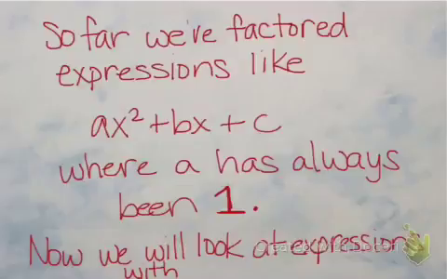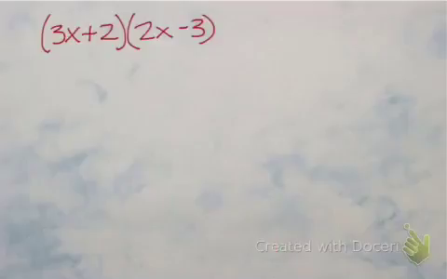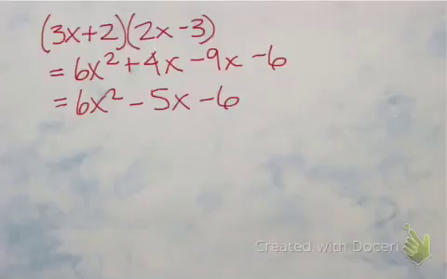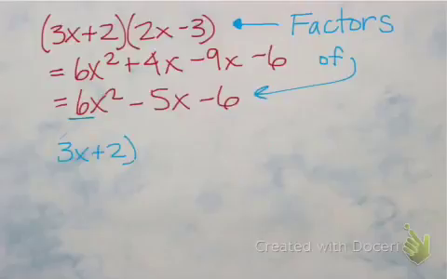So now we're going to start looking at expressions that have different values for a. So, for example, if the factored version looked like this, 3x plus 2 times 2x minus 3, then we would end up with 6x squared plus 4x minus 9x minus 6, or in other words, 6x squared minus 5x minus 6. And when we look at it, a is 6 instead of 1. So the factors are 3x plus 2 and 2x minus 3, and they are factors of 6x squared minus 5x minus 6.